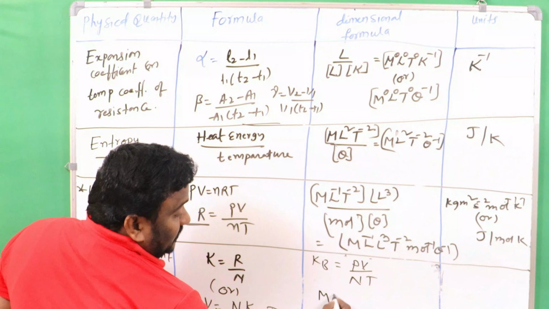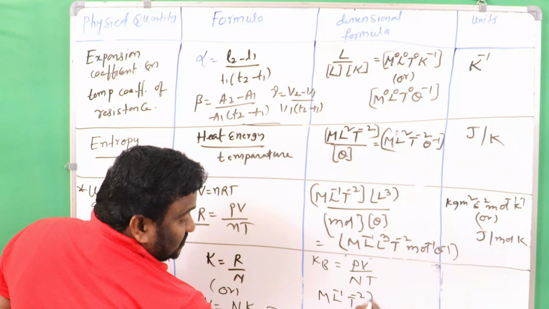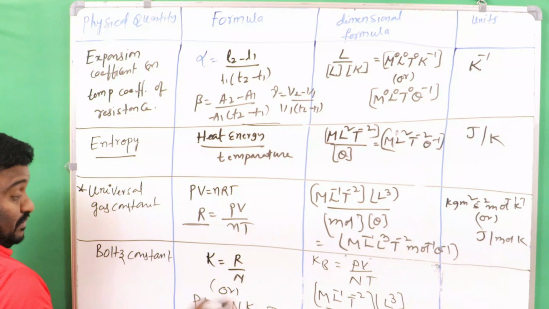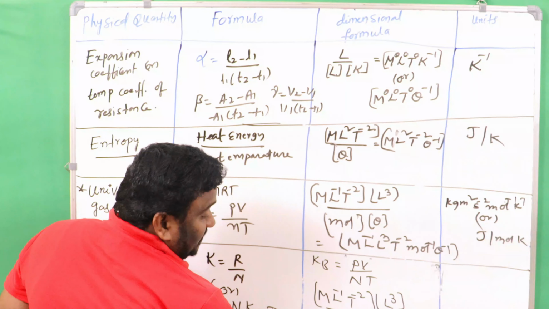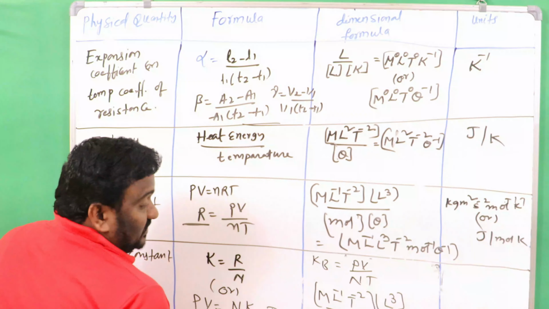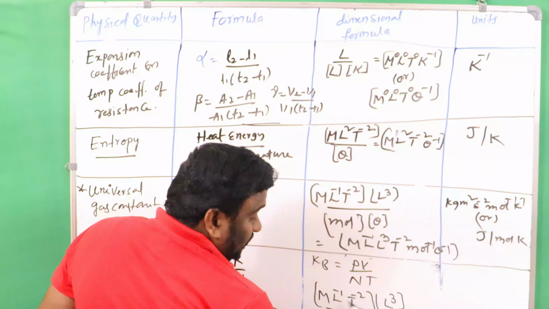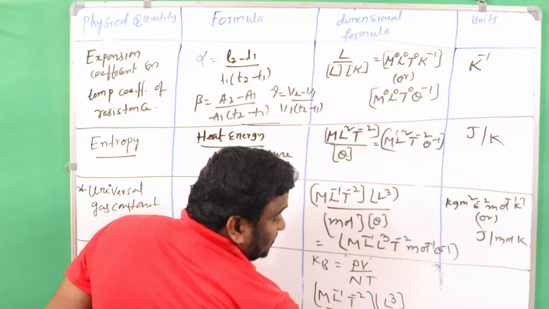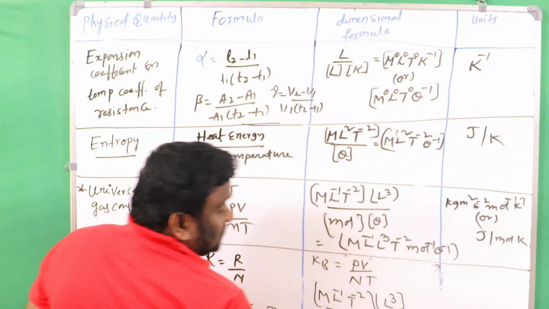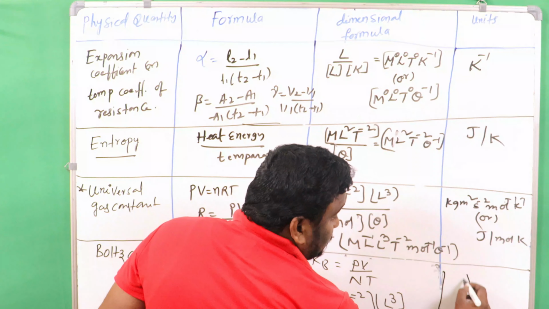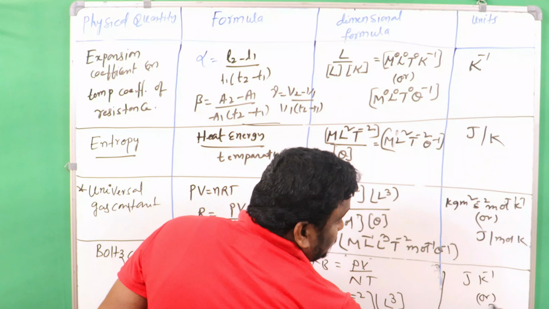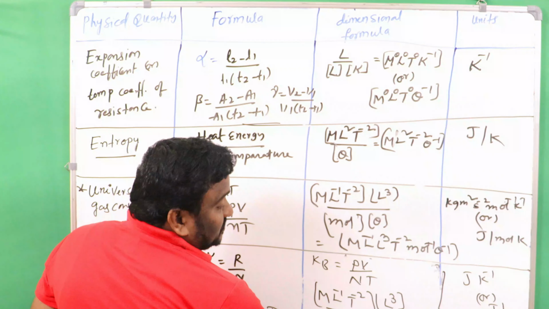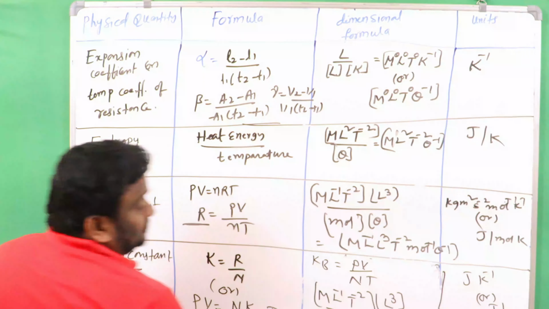Here pressure is M L inverse 1 T inverse 2, volume L cube, and N is the Avogadro number, it is a number, that's why it has no dimensional formula. And T means here theta or K. Then obviously here M L inverse 1 L cube, that is M L square T inverse 2 and theta inverse 1. So simply we write joule Kelvin inverse, or joule per Kelvin, that is the unit for the Boltzmann constant, and the dimension formula is M L square T inverse 2 theta inverse 1.